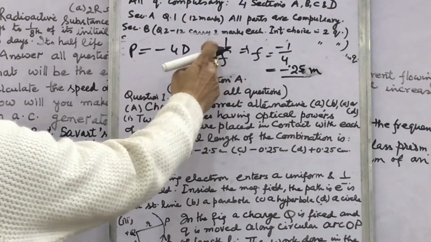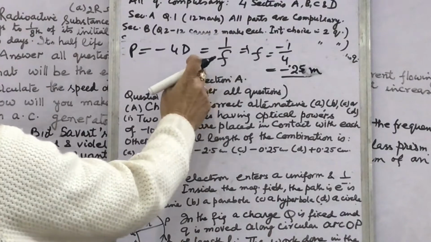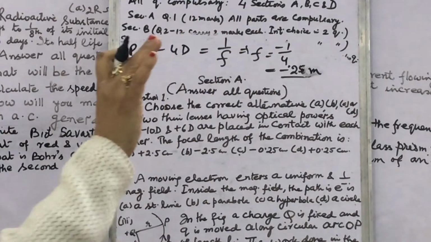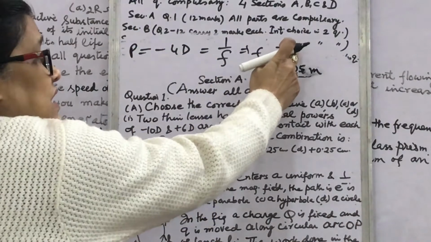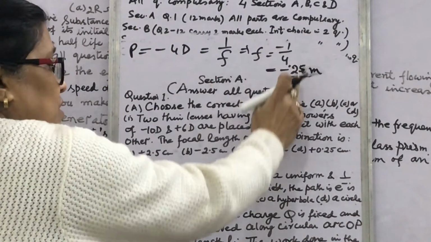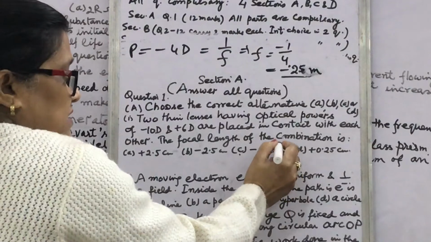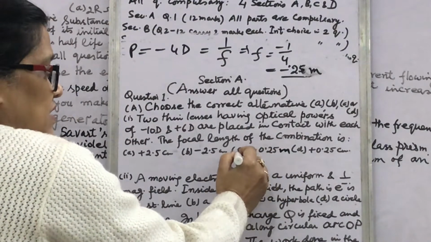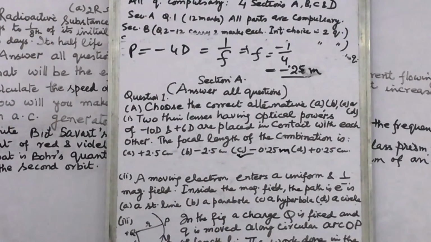You know, if power is written as 1 by F, then the answer is in meters, and if it is written in centimeters, then it is 100 by F. So the option here, minus 0.25 meter, will be the correct answer. Okay.